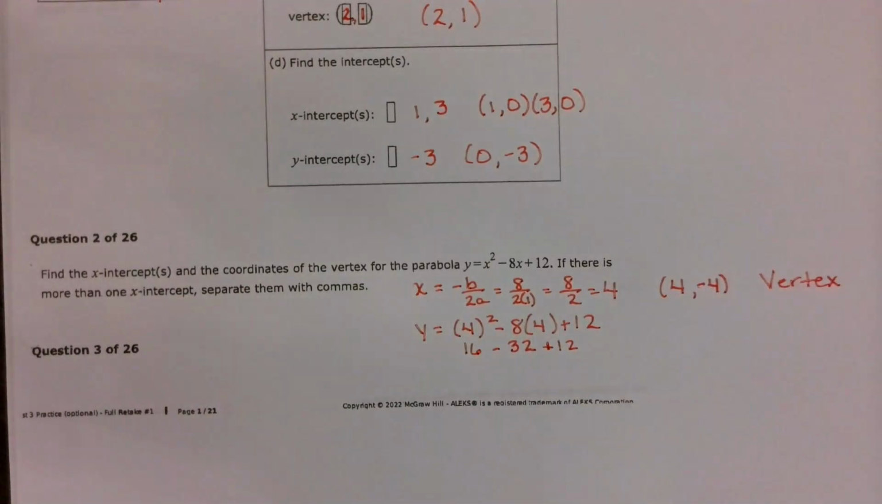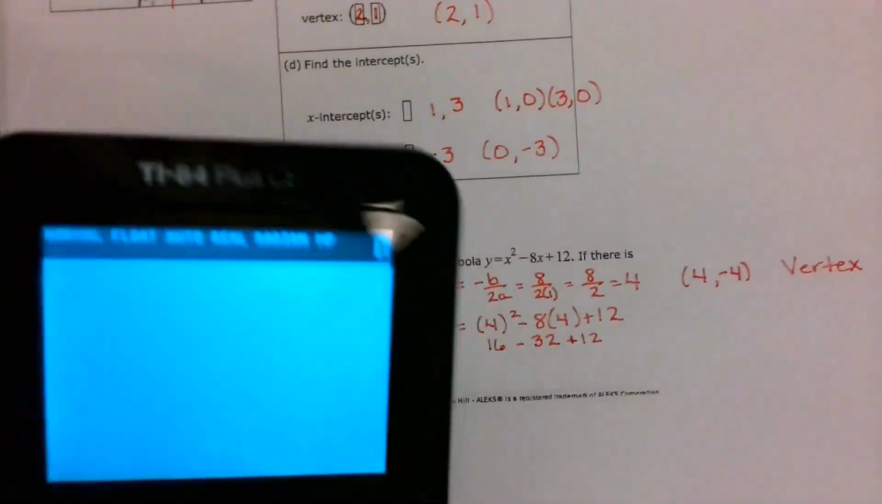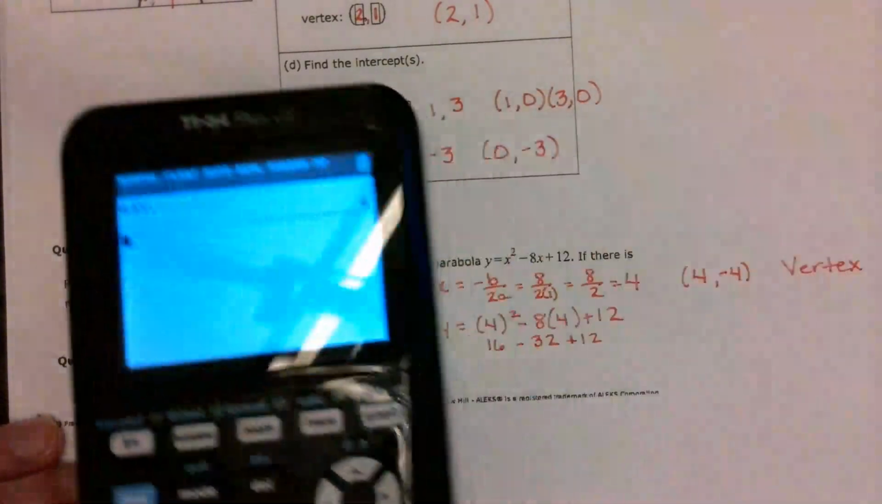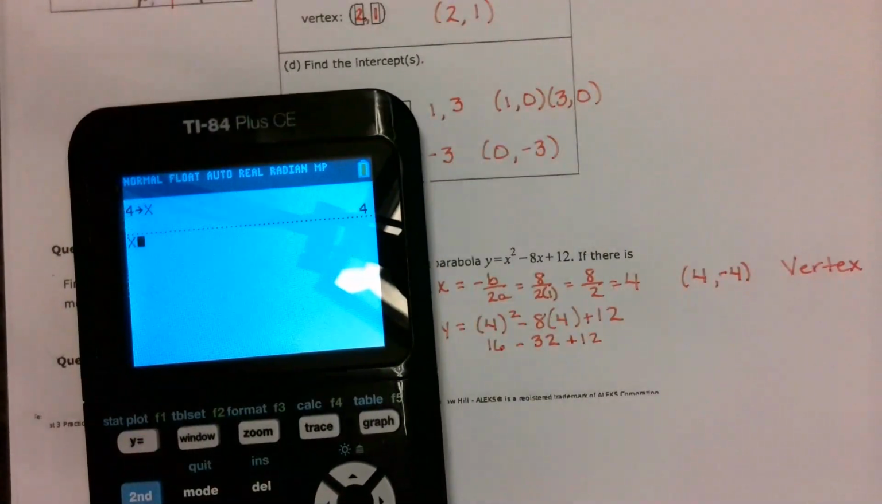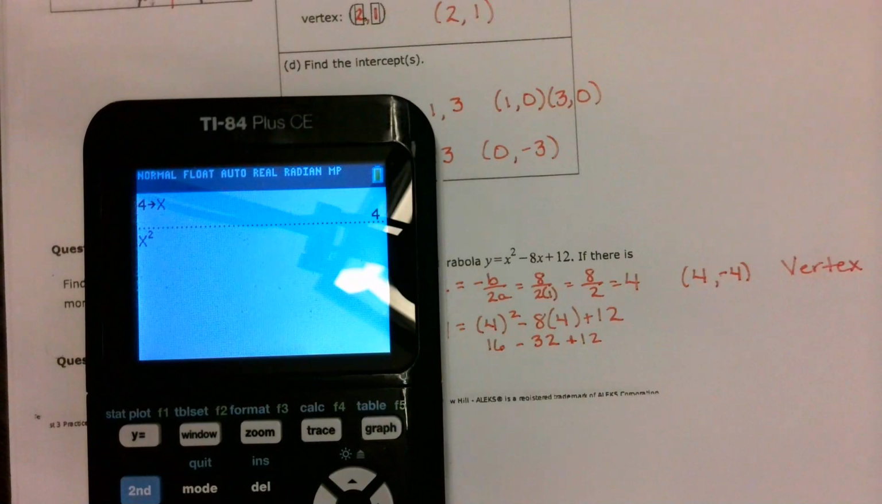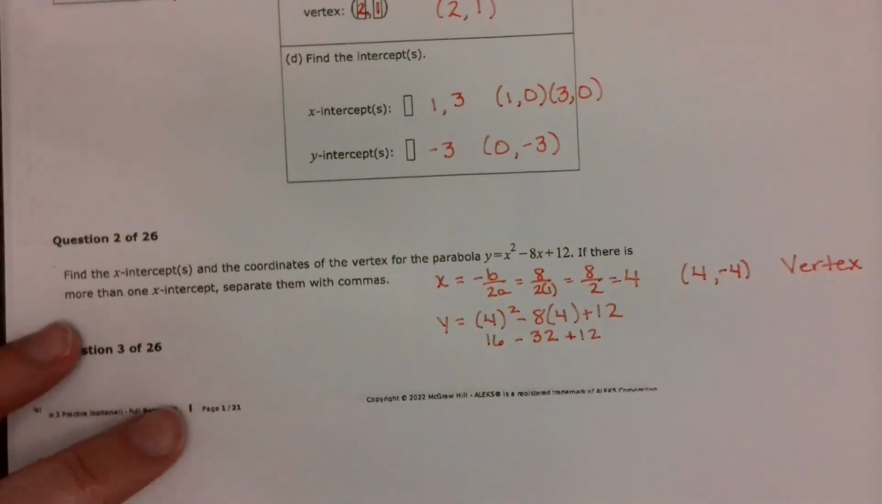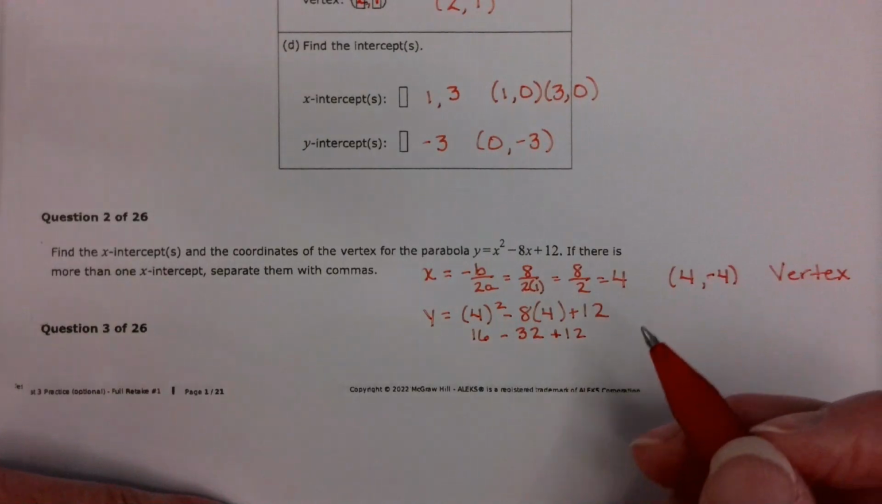Now, you could use your calculator, okay? You could say 4 store x and then plug in x squared minus 8x plus 12, and we get -4. So that's the vertex.